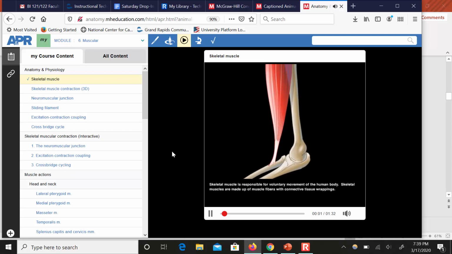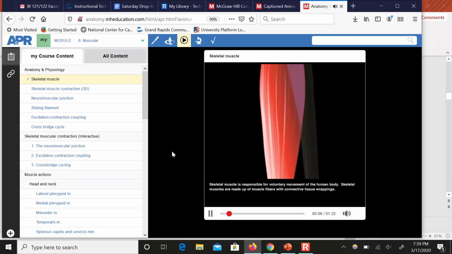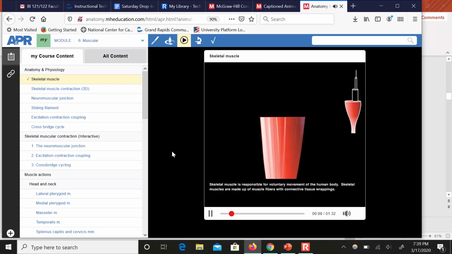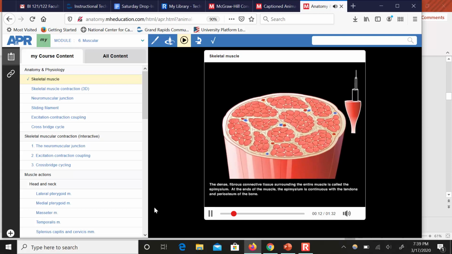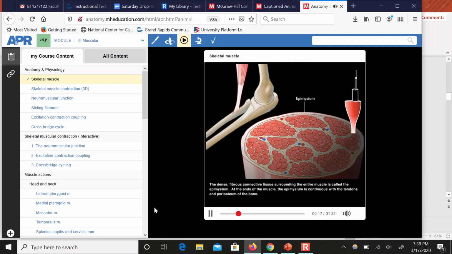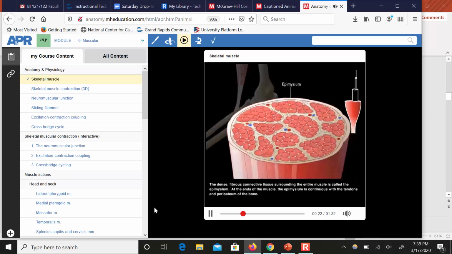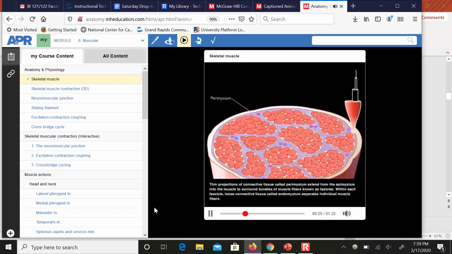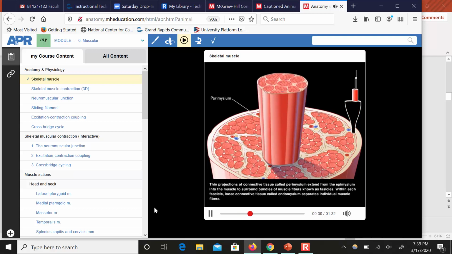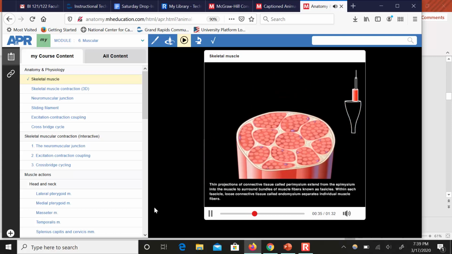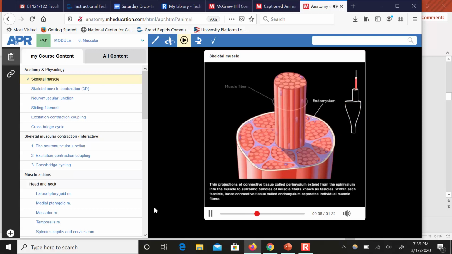Skeletal muscle is responsible for a voluntary movement of the human body. Skeletal muscles are made up of muscle fibers with connective tissue wrappings. The dense, fibrous connective tissue surrounding the entire muscle is called the epimysium. At the ends of the muscle, the epimysium is continuous with the tendons and periosteum of the bone. Thin projections of connective tissue called perimysium extend from the epimysium into the muscle to surround bundles of muscle fibers known as fascicles. Within each fascicle, loose connective tissue called endomysium separates individual muscle fibers.